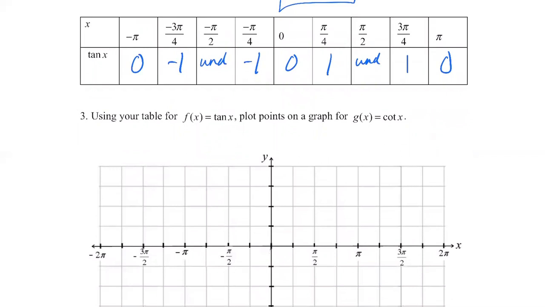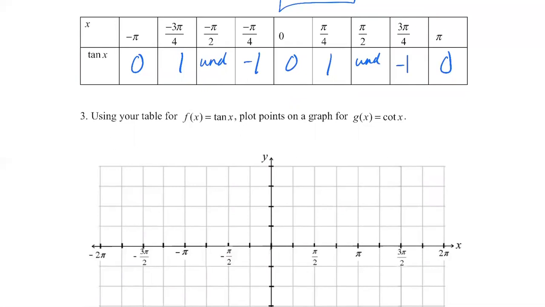And I have made a mistake here. The tangent of 3 pi over 4 is not 1. It is negative 1. And let me double check myself. I do have another mistake. The tangent of negative 3 pi over 4 is not negative 1. No. It is positive 1. Okay. So having clarified my own mistakes, we're good to graph this.